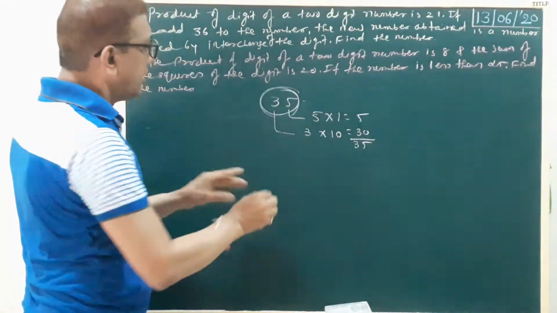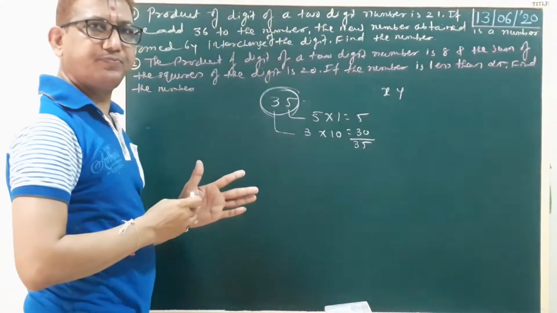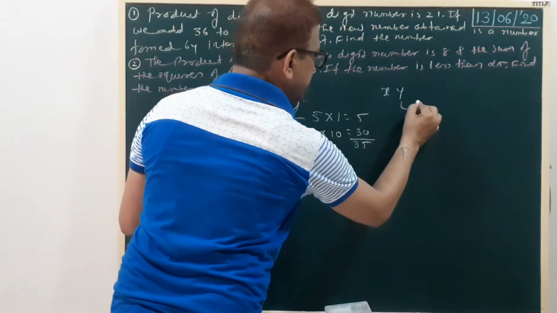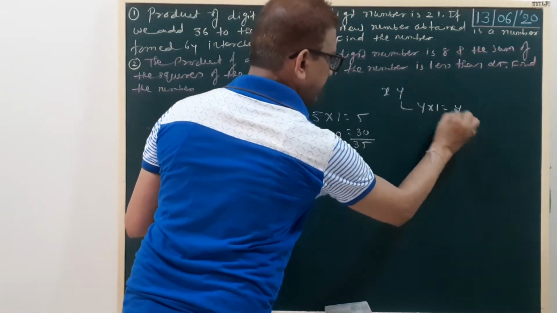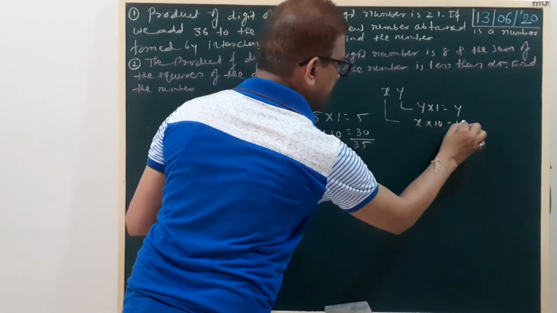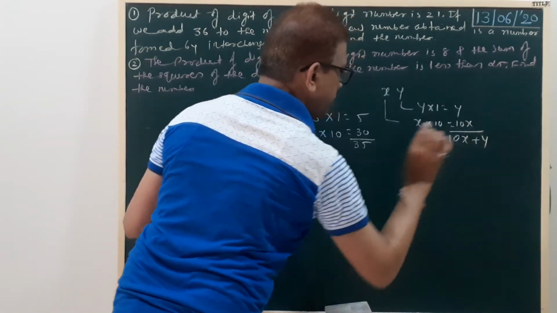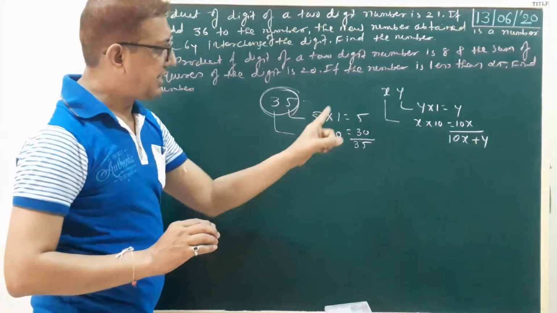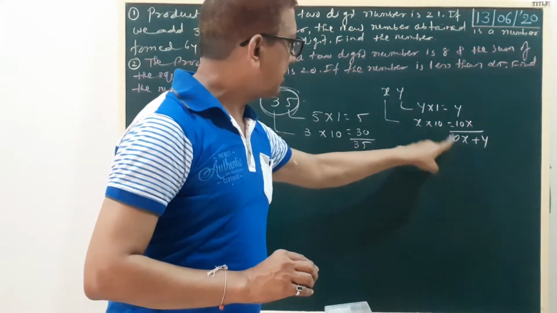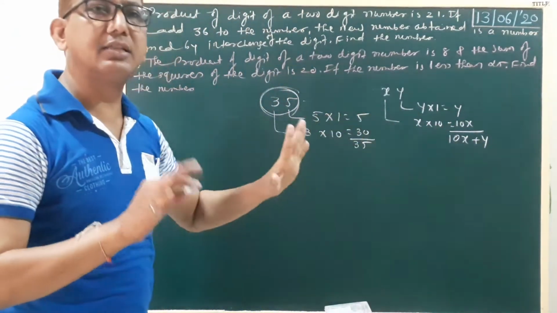Now suppose the two-digit number is xy. Here y is the unit place, so multiply by 1, giving y. x is the tens place, so multiply by 10, giving 10x. So the number is 10x plus y. Is it clear? Place x equal to 3, so 10 threes are 30, and y equal to 5. 30 plus 5 is 35. This is our original number.